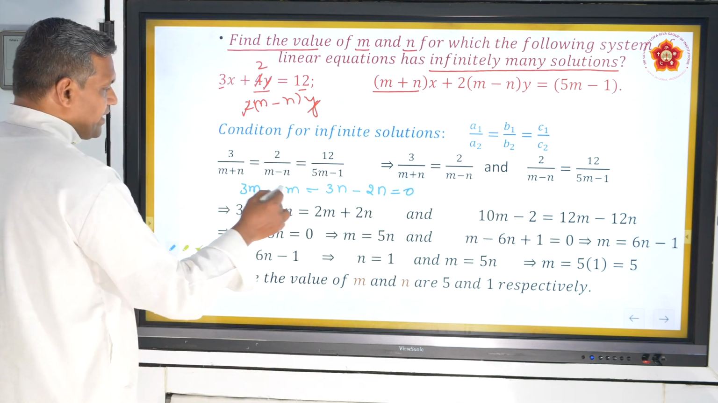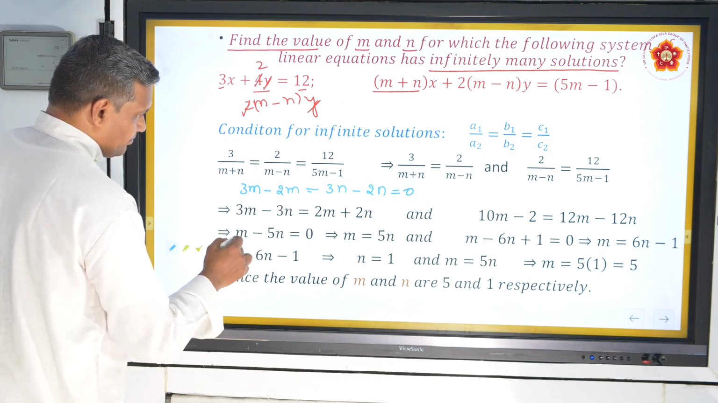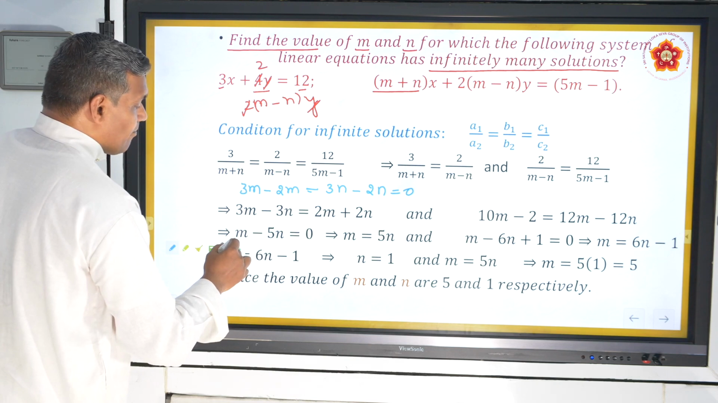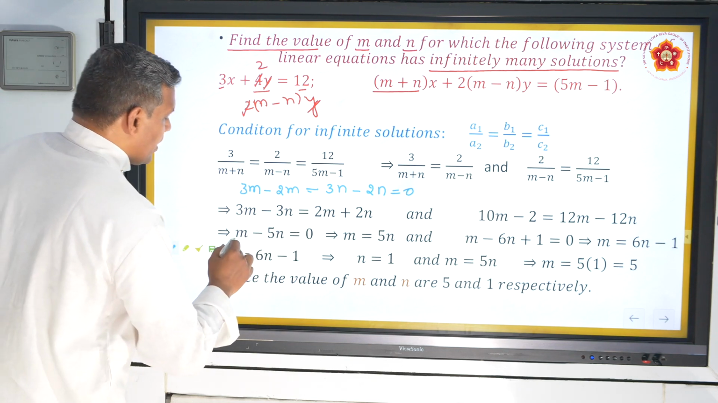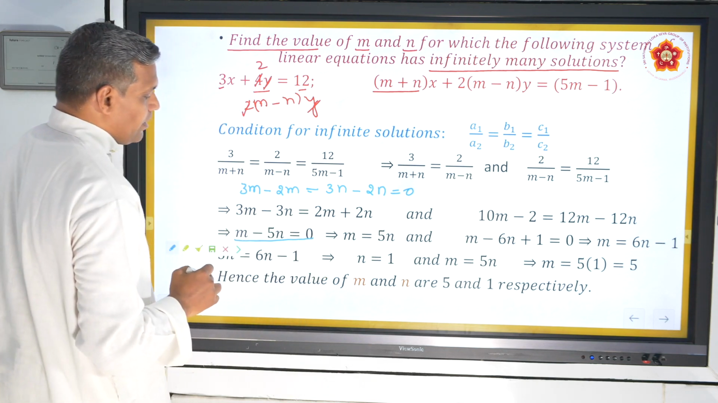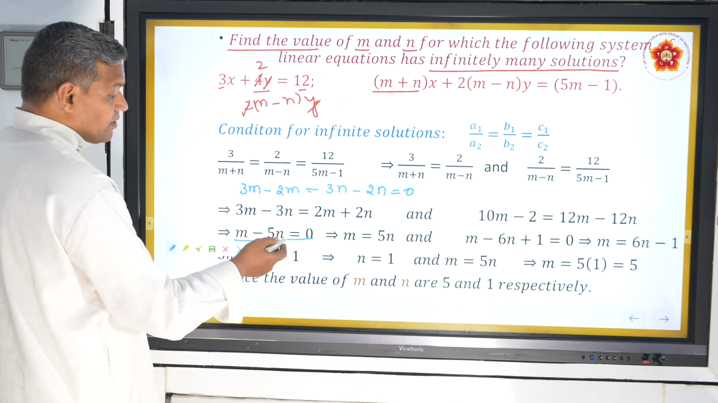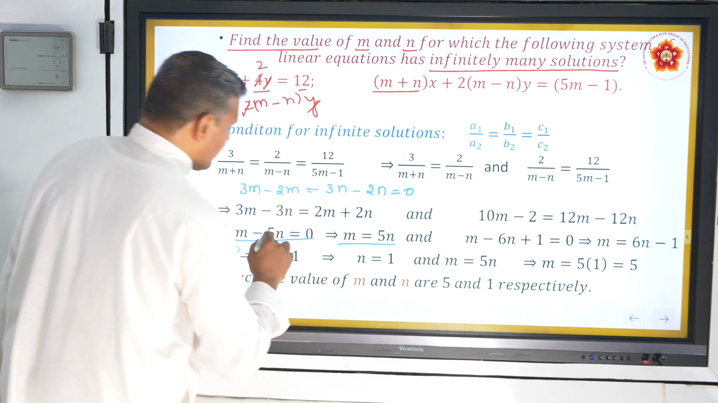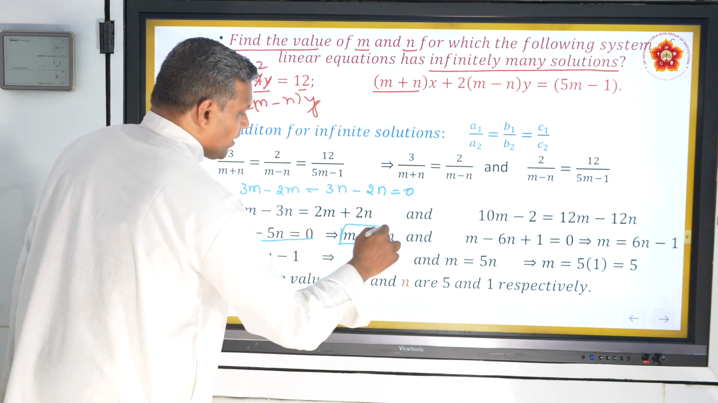Simplify now. 3m minus 2m is equal to m. So minus 3n minus 2n becomes minus 5n. m minus 5n is equal to 0. I get this equation, but I need to know the relation between m and n. What I will do: m is equal to 5n. I get this relation.